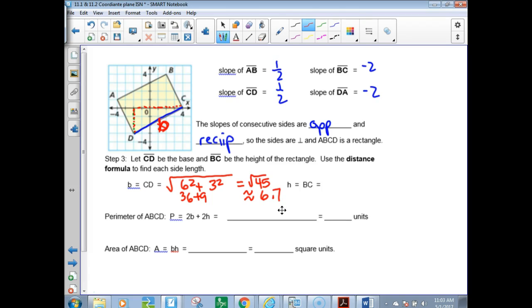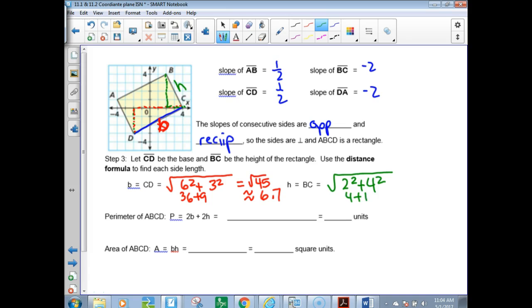Okay, and now we want to find BC because we need to know the height. So I'll put an H on it. We had already counted to go from B to C, which was down 4, right 2. So I'm going to use those numbers. Square root of 2 squared and 4 squared. The horizontal change was 2 and the vertical was 4. You don't have to worry about it being negative because we're going to square it.